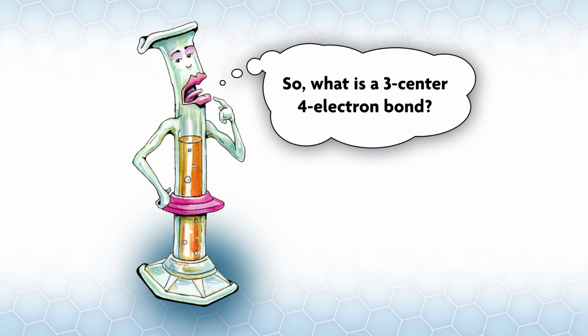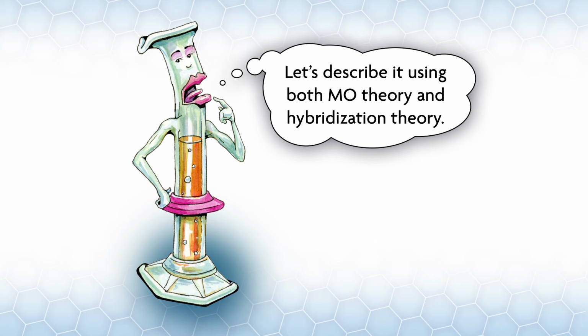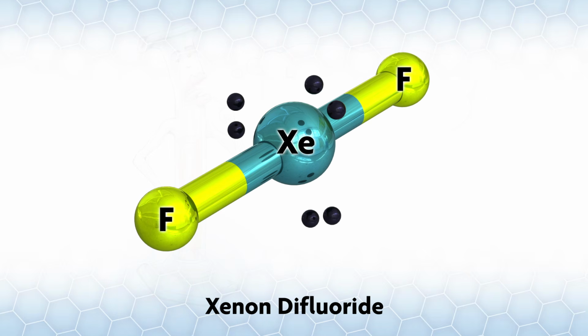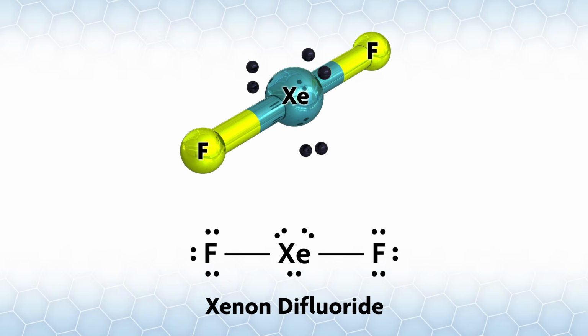So what is the 3-center 4-electron bond? Let's describe it using both MO theory and hybridization theory. The simplest compound with a 3-center 4-electron bond is perhaps xenon difluoride, which is a linear molecule, so let's use that as our example. Here's the Lewis dot structure.